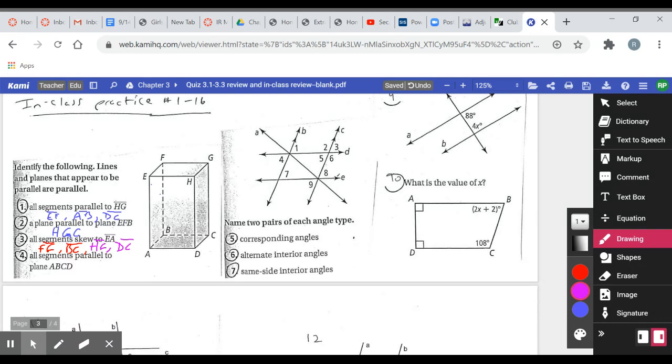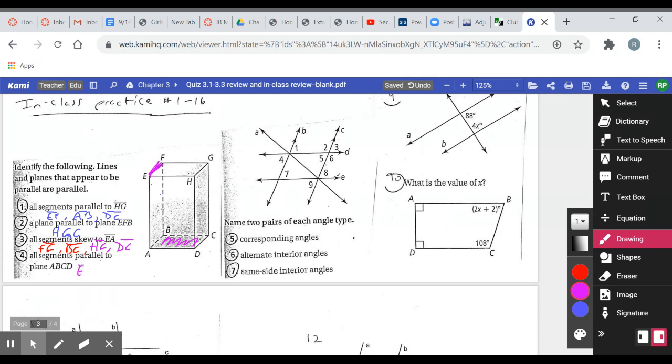If I find ABCD, which is the bottom of the box, and I want to say segments parallel to that, that's just naming segments that do not intersect with that plane. So I don't want any of these vertical segments because they all intersect with that plane. So I basically want to name any of these up here.